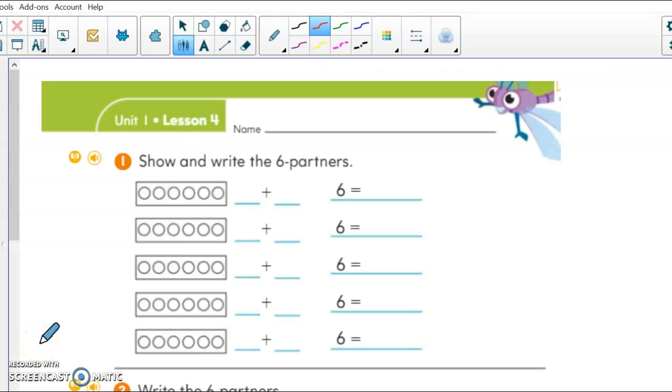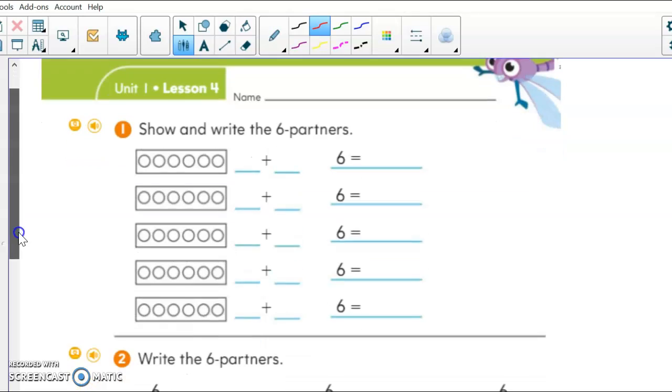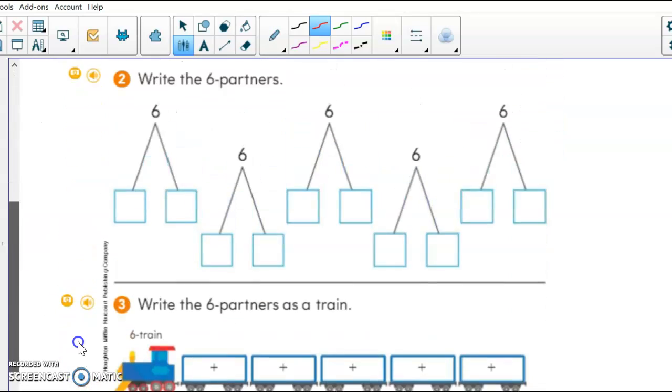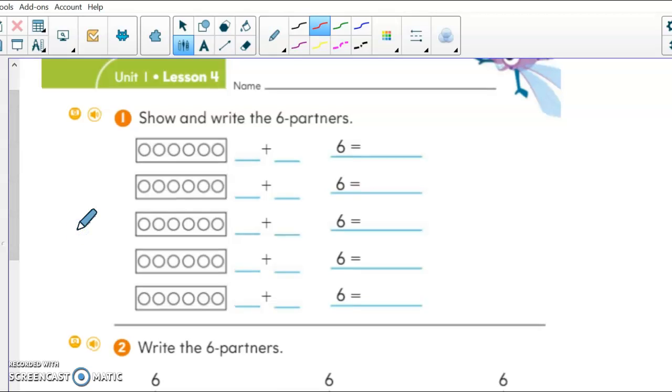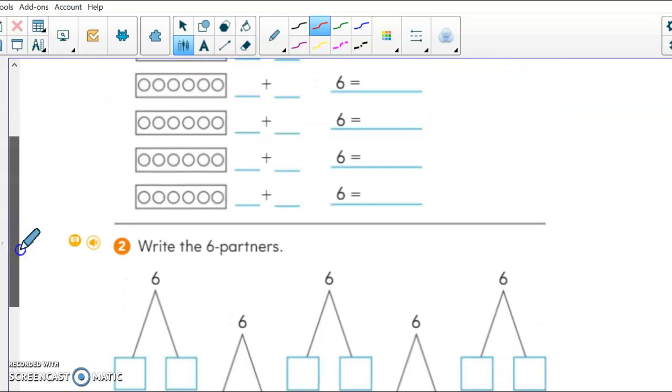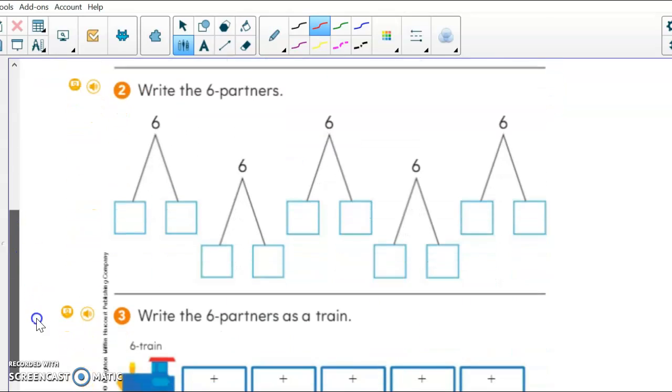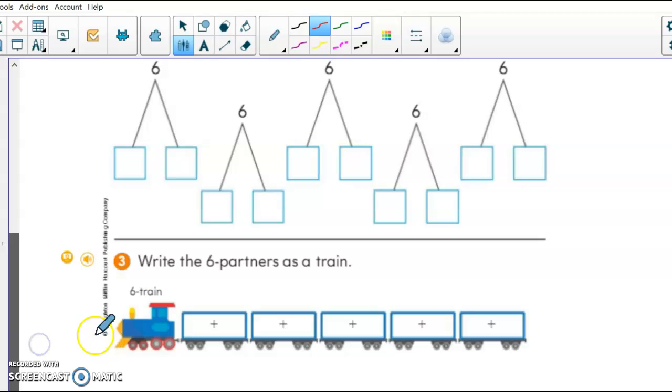All right, we're going to get started with our math workbook. So if you could please grab your math workbook and head to page 21. Here we really want to pay attention to the circle drawings, which is number 1, and the math mountains, which is number 2. And we're also introducing a new vocabulary word today, the partner train. Today it's going to be partners of 6.